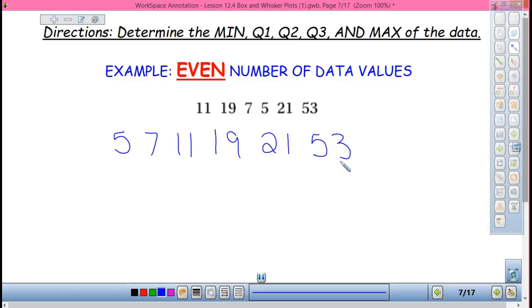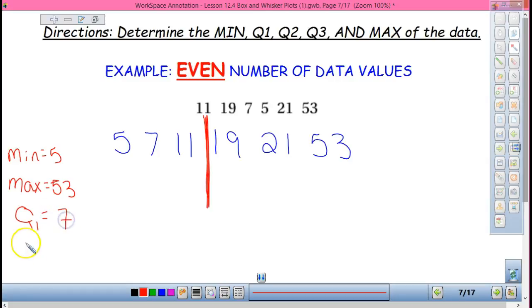All right, so in the middle, I want you to draw a line in the middle of our data. Okay, so our min is 5. Our max is 53. Our quartile 1 now, I can look at this half, and my median is 7.